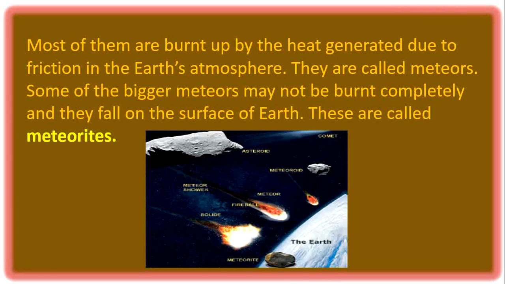Most of them are burnt up by the heat generated due to friction in the Earth's atmosphere. The burnt up parts are called meteors, and some of the bigger ones may not be burnt completely, and then they fall on the surface of the Earth. These are called meteoroids. See this diagram, this stone is a meteoroid, and see here, meteor. So the ones completely burnt are called meteors, and the ones not completely burnt are called meteoroids.